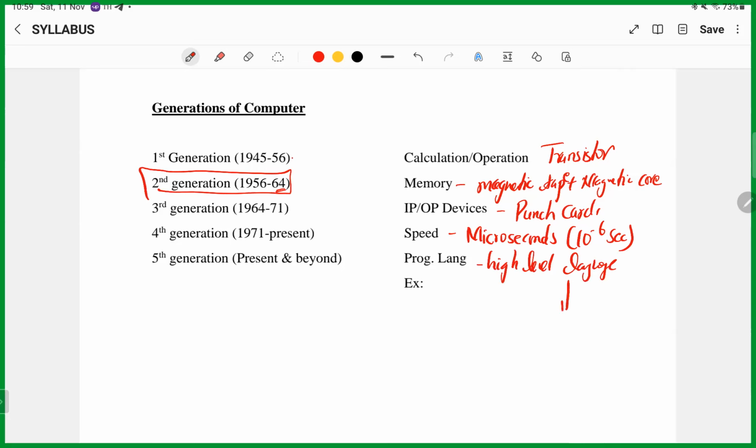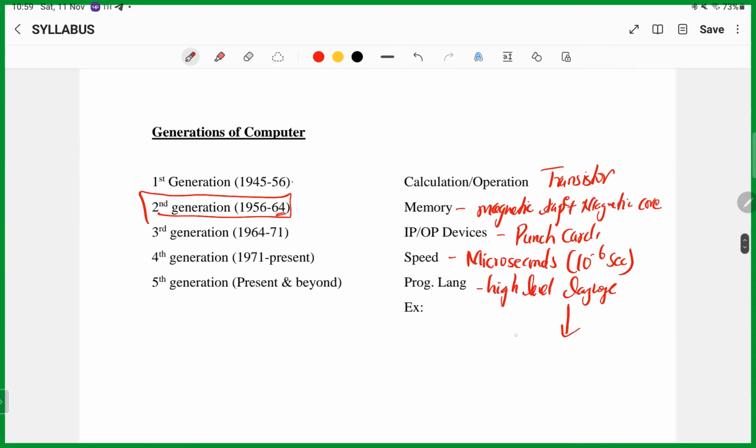Then the programming language is high-level language. Some of the high-level language examples you need to remember: COBOL. COBOL is one language that is being used, the other one is Fortran. You may have heard of these software, Fortran and COBOL. COBOL is nothing but Common Business Oriented Language. This is a high-level language.